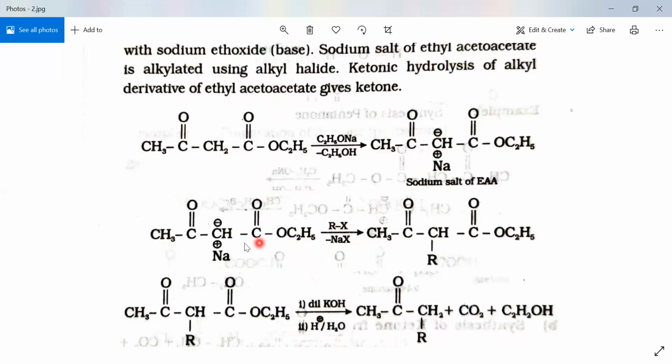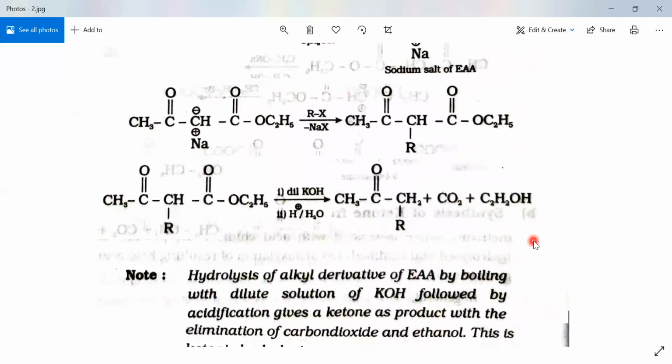Next it is alkylated by using an alkyl halide. We have taken the general formula RX, where R is an alkyl and X is a halide. So by treating the sodium salt of ethyl acetoacetate with an alkyl halide, we get the alkyl derivative.